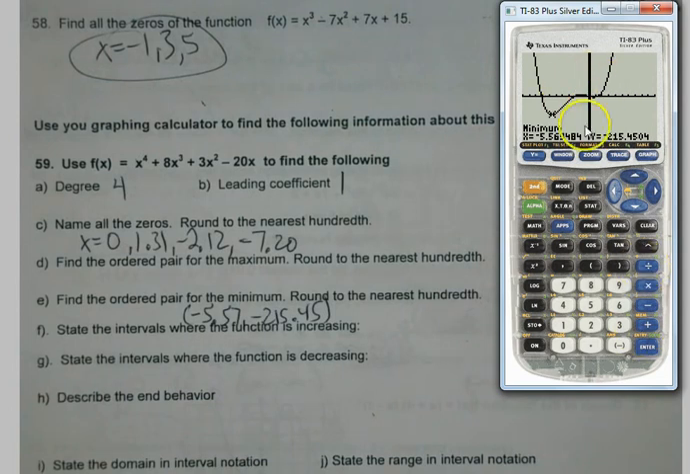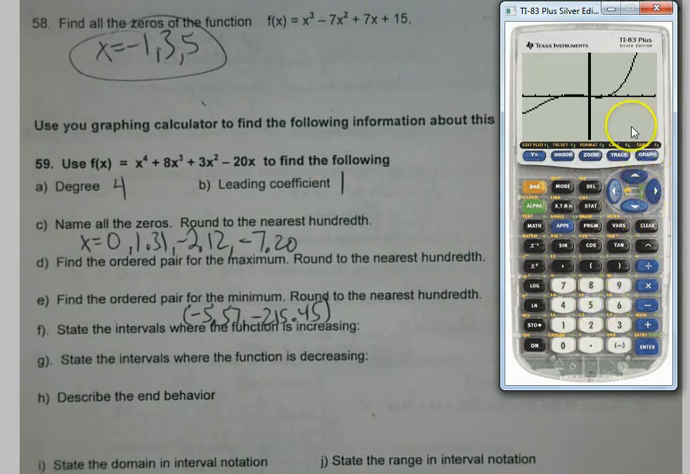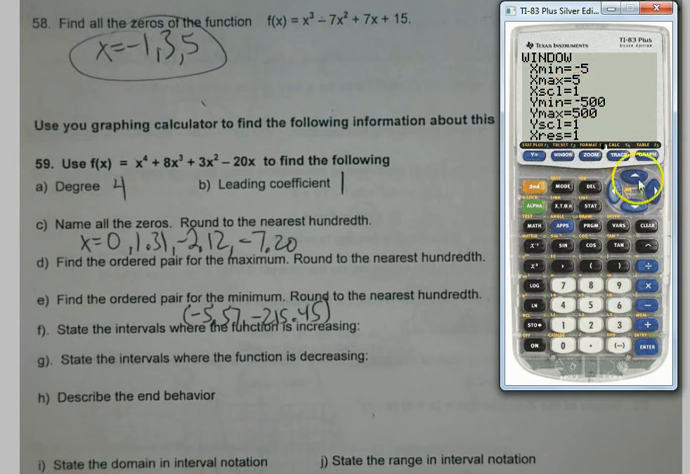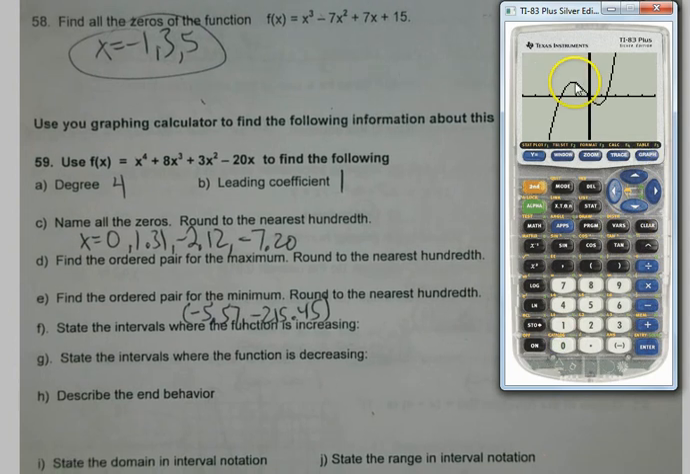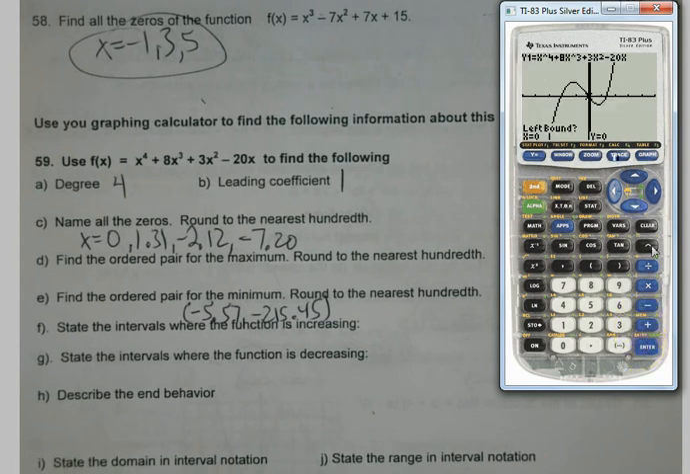Let's try to zoom in here a little bit. Like -5 to 5. I'm still not getting a great view. Let's zoom in with y, maybe if it's not quite so big. -50 to 50. Okay, that's better. I see I have a max here. Ooh, and I have another minimum. All right. Let's do the max first.